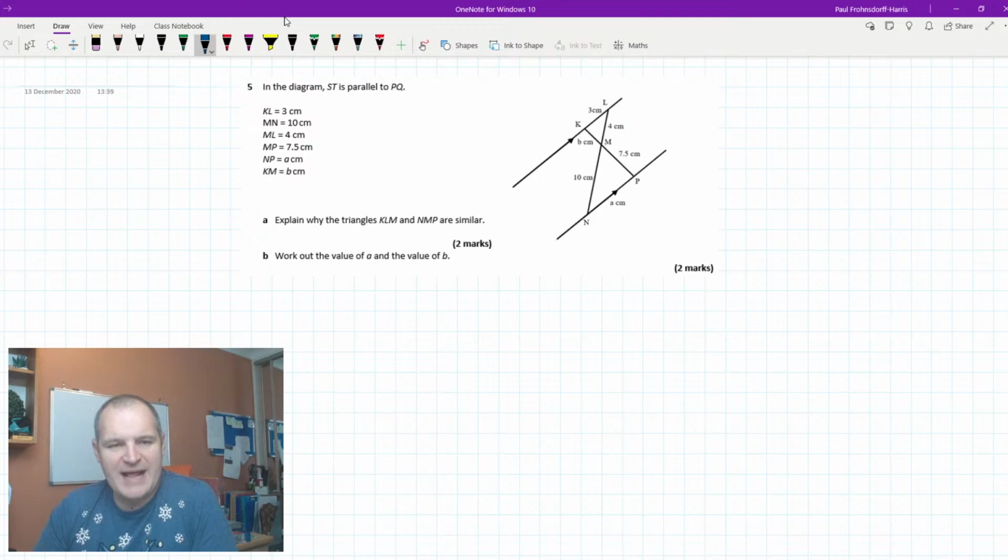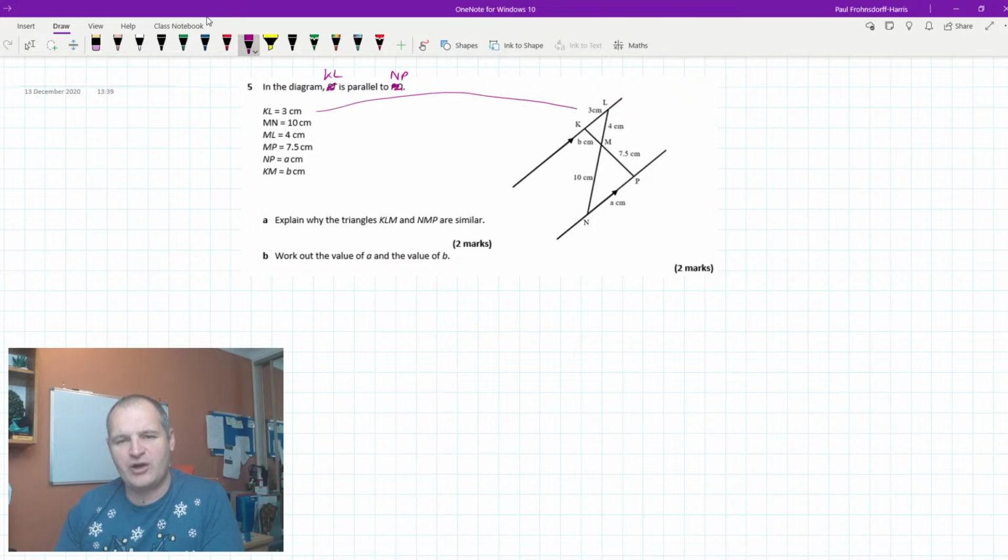In this diagram, ST is parallel to PQ. Now, for those people who don't like the lettering system, I've made a small mistake from when I was copying these across from a different thing. So it's KL is parallel to NP. That's a small mistake. So that's where the parallel lines are. Then all of these are just also on the diagram. So KL being 3, all I've done is it shows it on the diagram and it shows it in words. So I'm happy just to use the diagram.